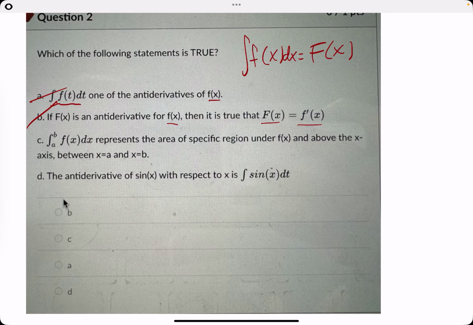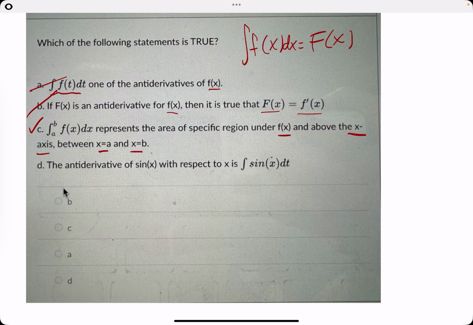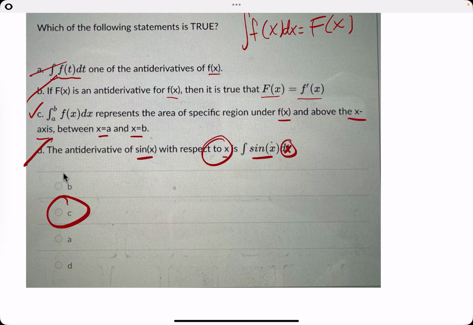So C, integral from a to b of f of x dx represents the area of a specific region under f of x and above the x-axis between x equals a and x equals b. I'll be honest, that sounds pretty solid. I'm going to give that a big check mark, and I'm going to verify that D is false. D, the antiderivative of sine of x with respect to x is sine of x dt? No. It would be if it were dx. With respect to x means dx, but with respect to x, then having a dt makes it false. So C is our answer. Note that that's the second option listed here.